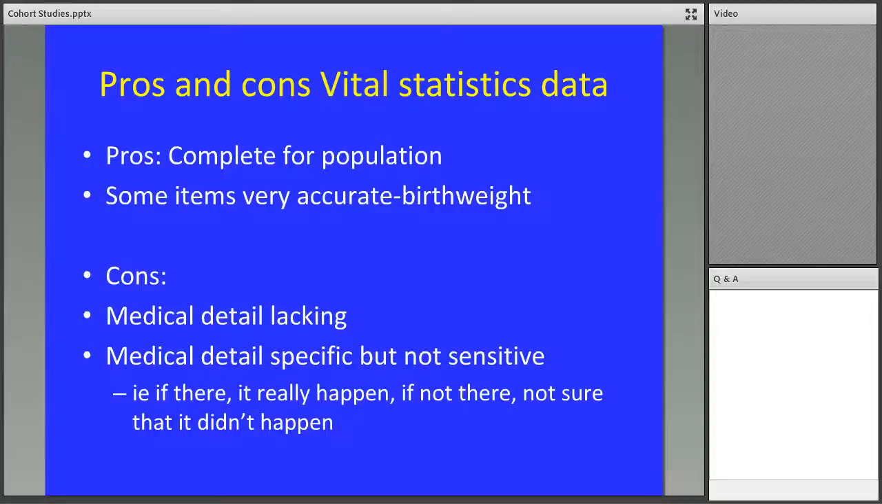However, in birth certificate data, there are some things that aren't good. For example, the medical detail is lacking. Typically, medical detail is specific but not sensitive. So, for example, if you have somebody who's coded as having had an eclamptic seizure, there is a very good chance that that woman really did have an eclamptic seizure. If there's nothing marked for eclamptic seizure, you're not sure if it happened or not, because it is specific but not sensitive.